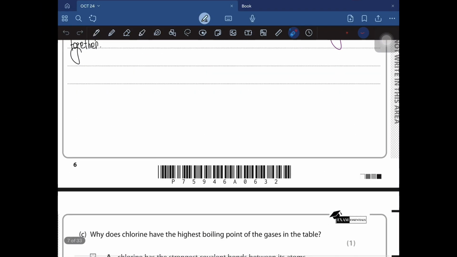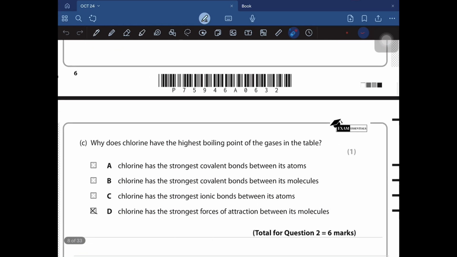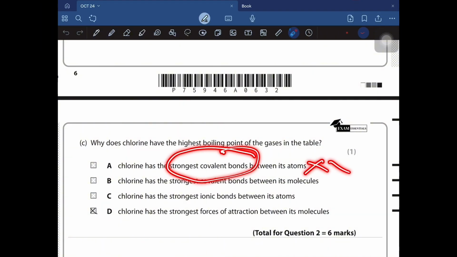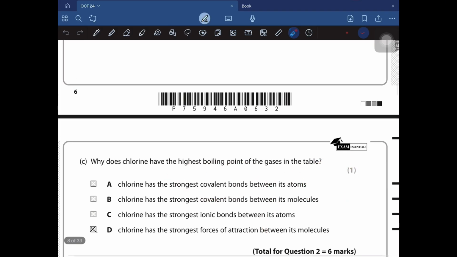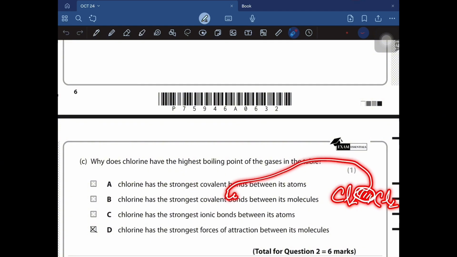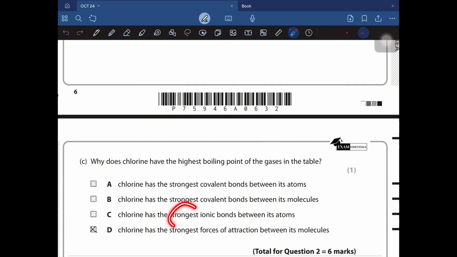So moving on, why does chlorine have the highest boiling point? Let's just check this. Chlorine has the strongest covalent bond between its atoms. Unfortunately, no. Chlorine doesn't have strong covalent bonds between its atoms. Chlorine has strong covalent bonds between its molecules. No, between its molecules. This is Cl2, and this is another Cl2. In between them, it has weak intermolecular forces of attraction, not strong covalent bonds. Chlorine has the strongest ionic bonds.